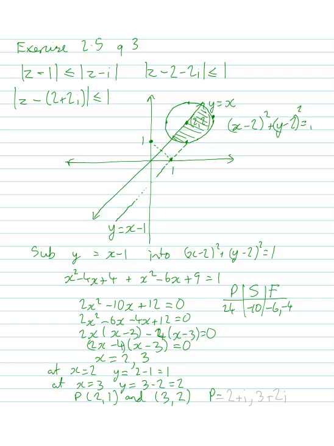So what you then just need to do is sub in those values into either equation to get your y value. Easy enough to sub it into the line. So at x equals 2, y equals 2 minus 1, which is 1, and at x equals 3, which is the second solution, y equals 3 minus 1, which is 2.